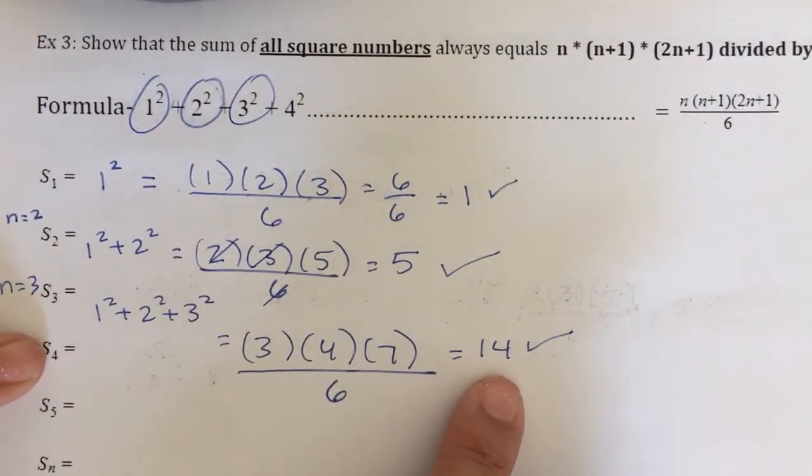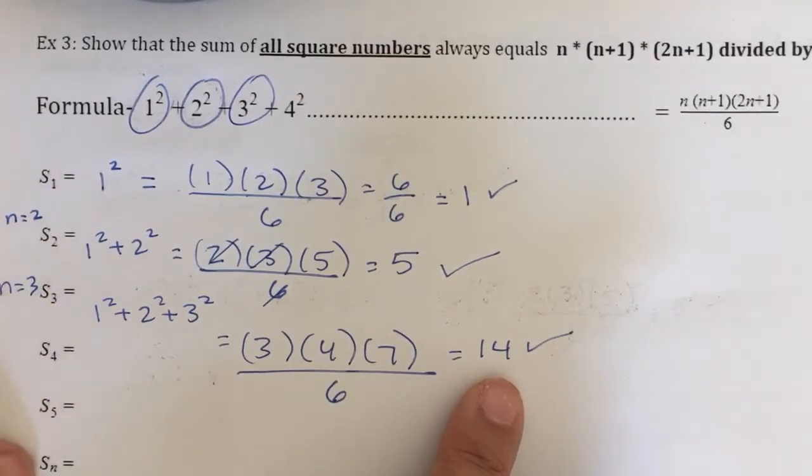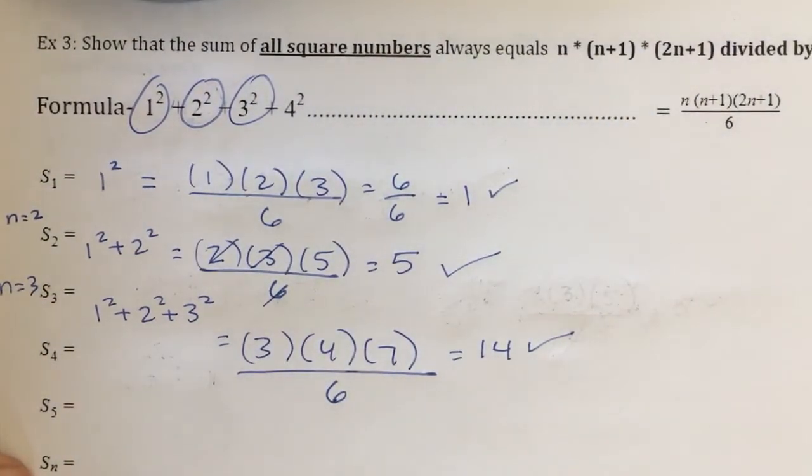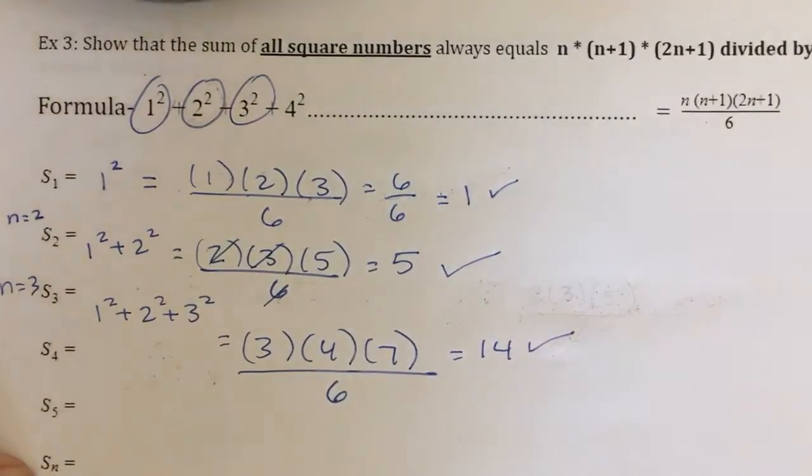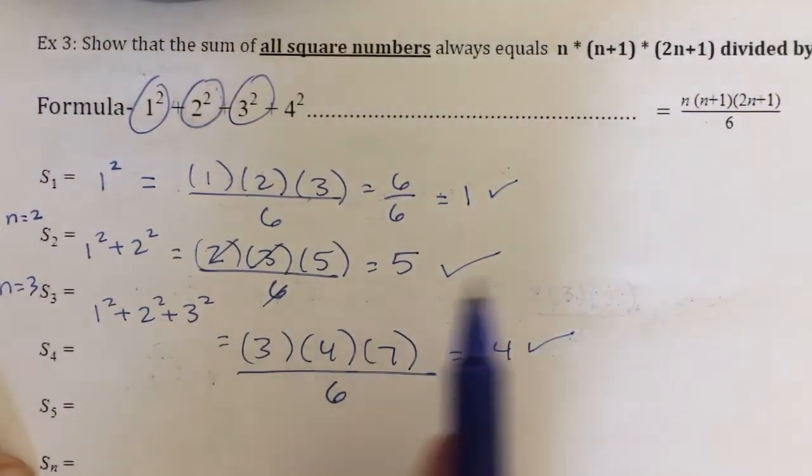Okay, then you would continue. Do S of 4 and S of 5, and if it works for all of them, then you can start to say, hey, I think that we're onto something. I think this is going to be true for any number. So then we write the formula.